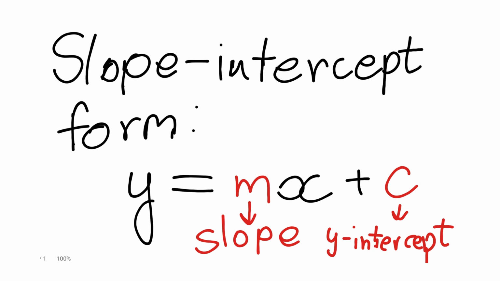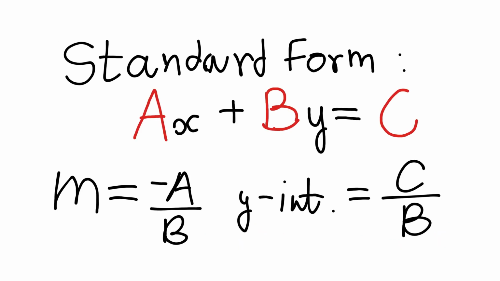Now, a line can be represented in different forms, and one of those forms is the slope-intercept form, which is one of the most famous ones. Y is equal to mx plus c. M is nothing but the slope and c is the y-intercept. Y-intercept is nothing but where the line touches the y-axis, and x-intercept is where the line touches the x-axis.